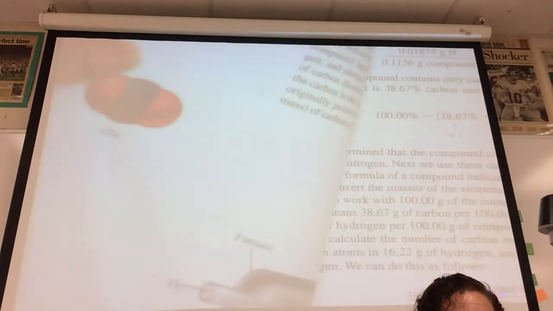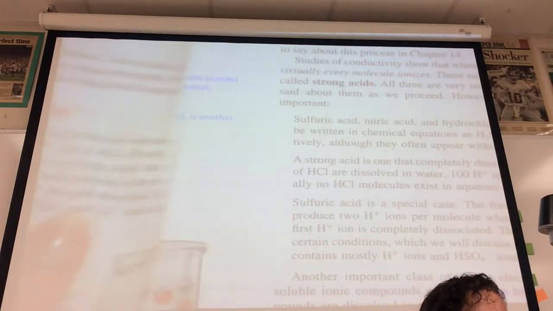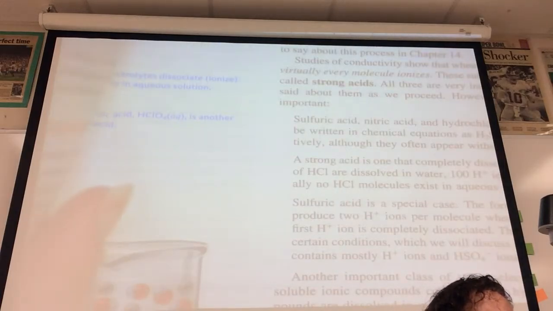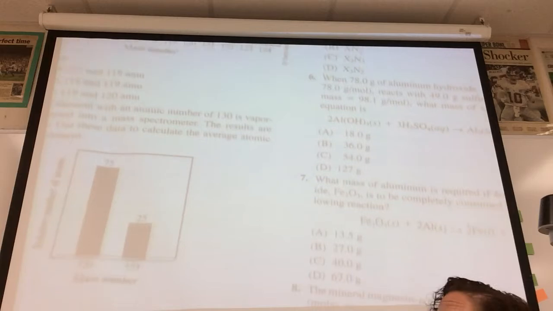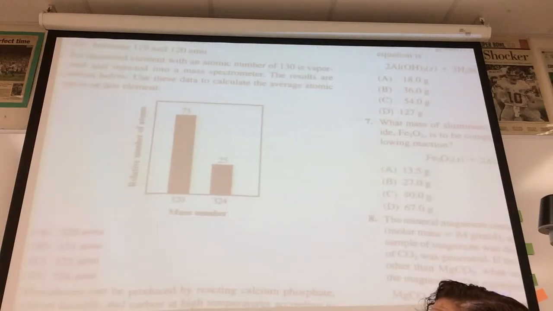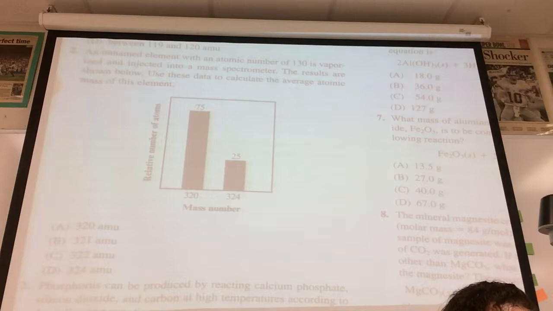What I also want to show you is 2 multiple choice questions that were in practice quiz 1-3. I told you to skip them at the time, but now we can go back and take a look. The second one's actually easier than the first, so I'm going to do the easier one first. It says an unnamed element with an atomic number of 130 is vaporized and injected into a mass spec. The results are shown below. Use these data to calculate the average atomic mass of this element.